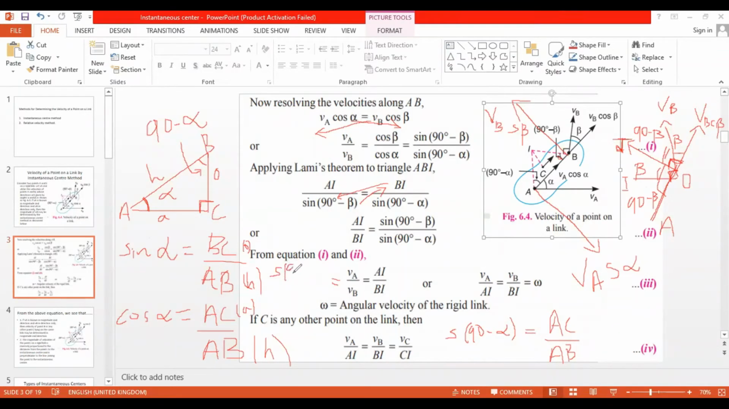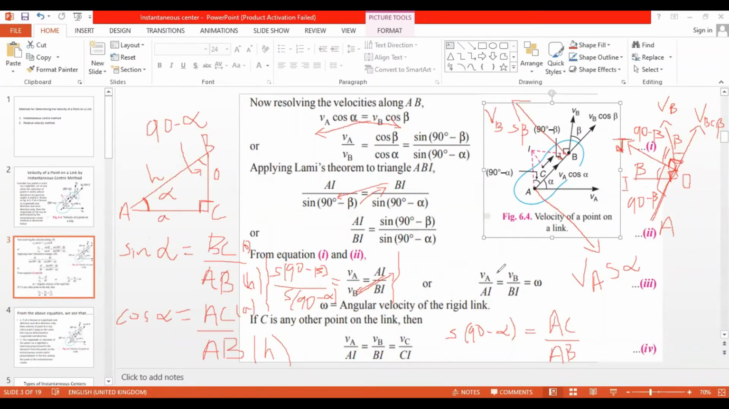Both are sine 90 minus beta upon sine 90 minus alpha. So sine 90 minus beta upon sine 90 minus alpha is equal to VA upon VB is equal to AI upon BI. Okay. So now we are bringing this AI here and VB there. So VA upon AI is equal to VB upon BI, right? VA upon AI is equal to VB upon BI.